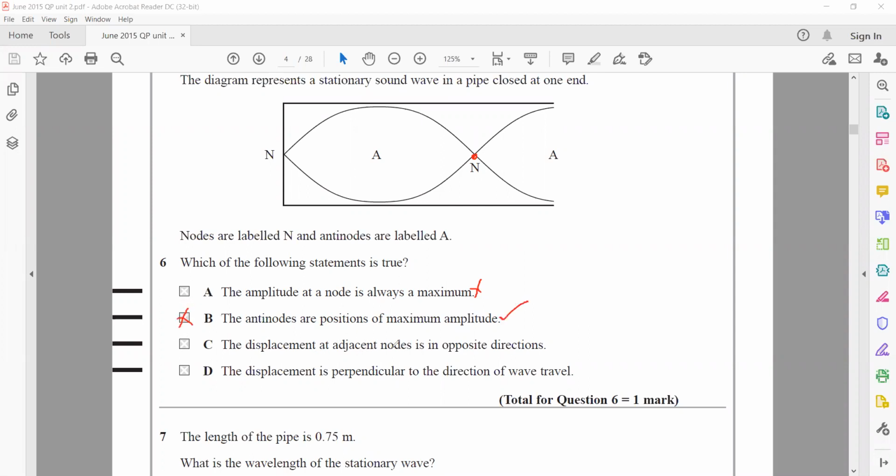The displacement at adjacent nodes is in the opposite direction. That's wrong, because at nodes the particles are not vibrating. The displacement is perpendicular to the direction of the wave. It's a sound wave, and when a sound wave is there, the vibration of the particles is parallel to the direction of the wave. So that's why D is also not the right statement.